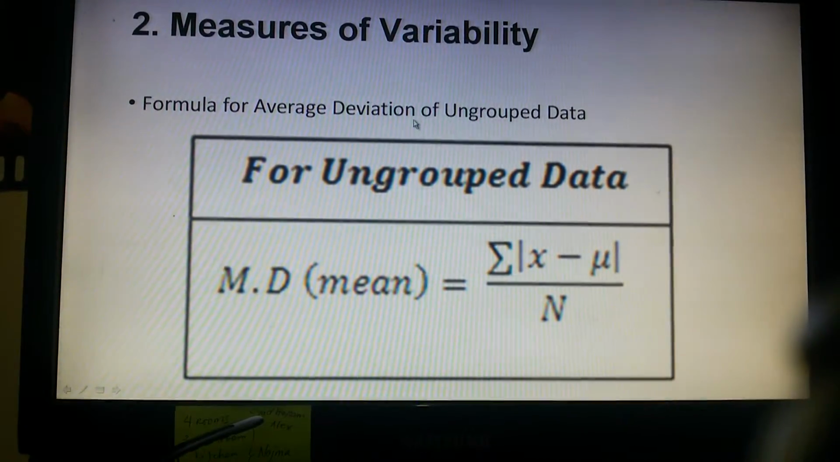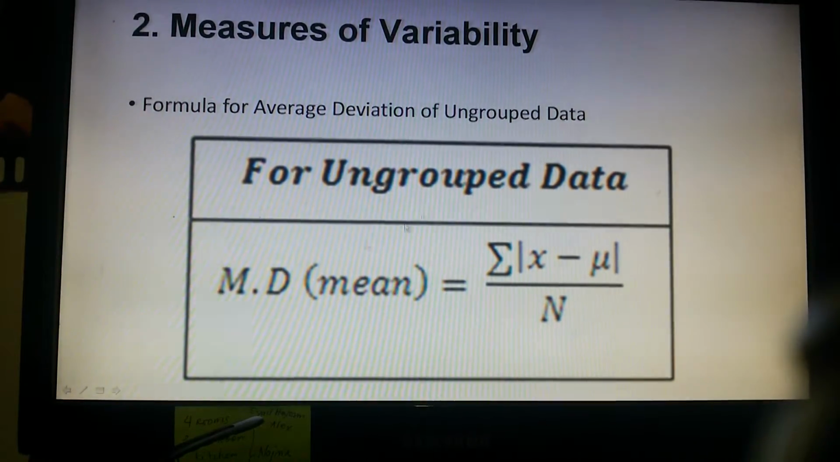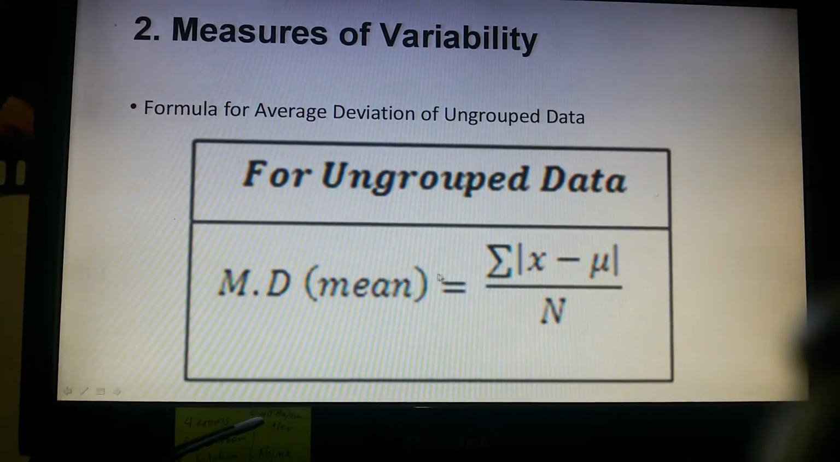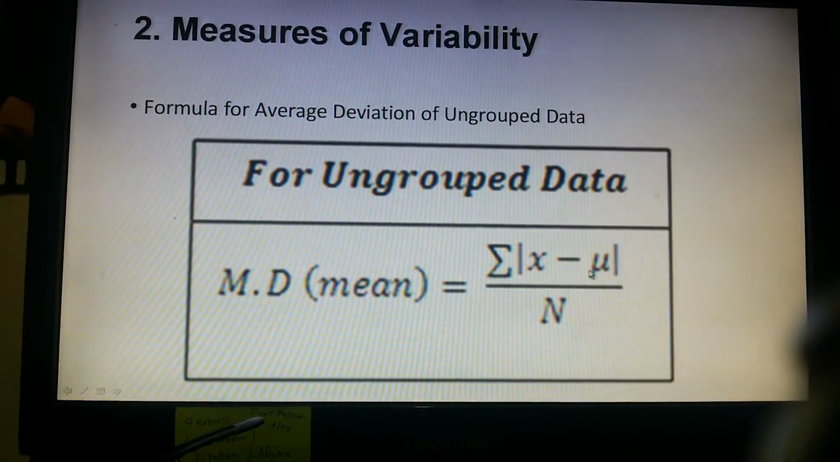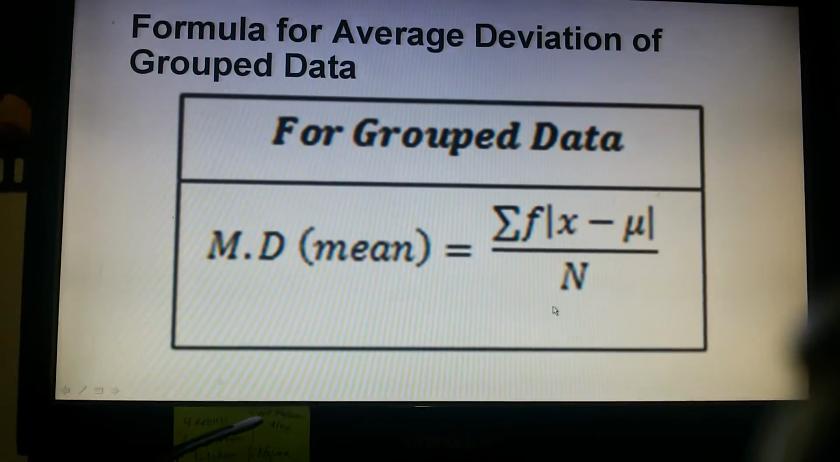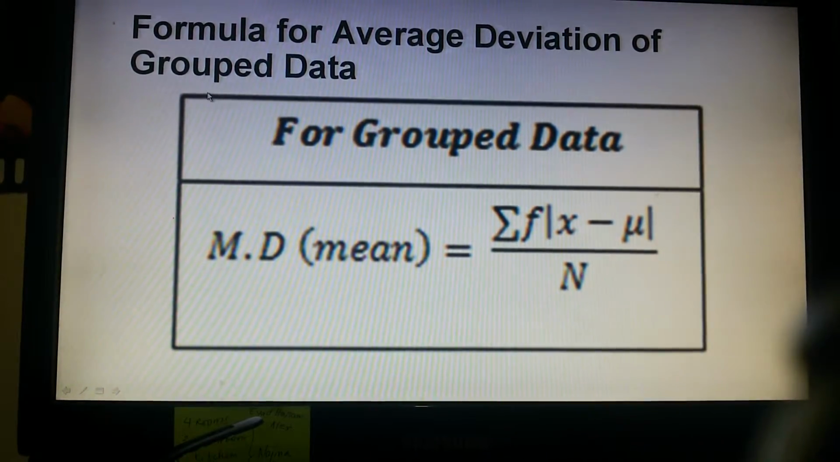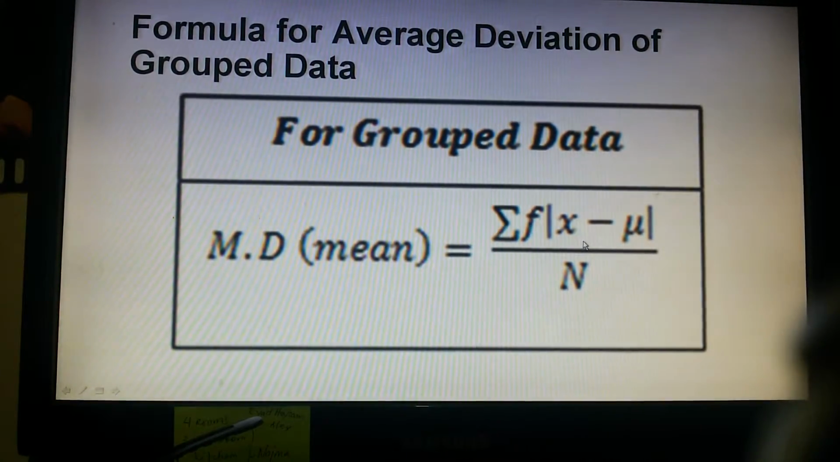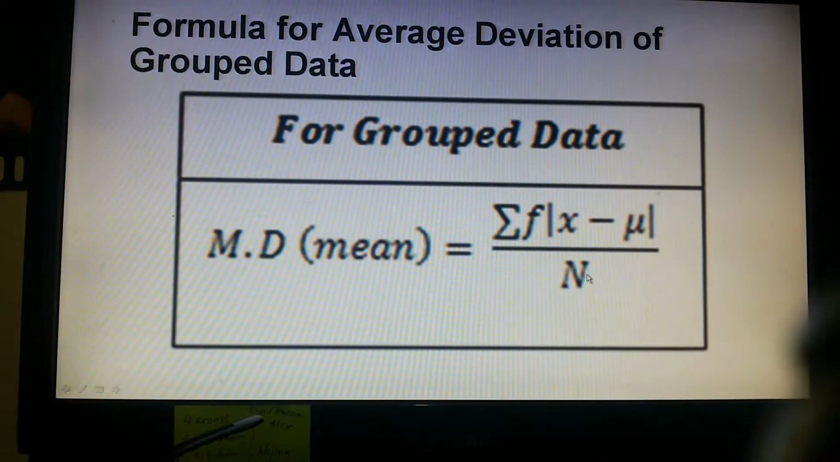And we also have measures of variability. We have the formula for average deviation of ungrouped data. It can also be called mean deviation or average deviation, whatever you call it. So summation of x minus mean over summation of f, or total frequency. And we also have the formula for average deviation of grouped data. Mean deviation or average deviation is equal to summation of f times x minus mean over n. Actually, that is not the formula that has been shown here in the book, but I'll just show you anyways.